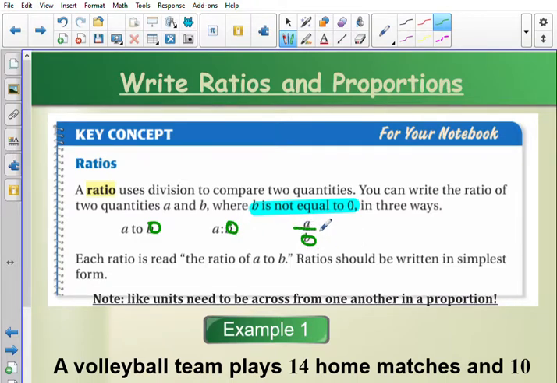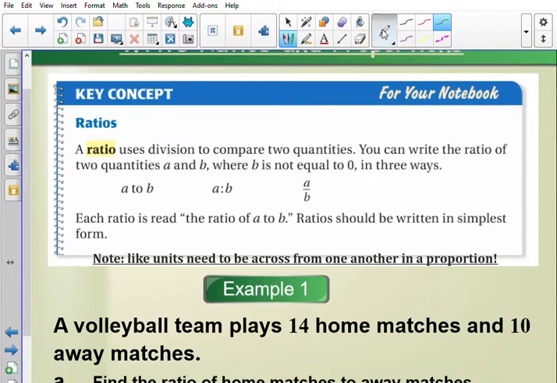We're dividing, and you cannot divide by 0. So B cannot be 0. So I'm repeating this: B is not allowed to be 0 because we cannot divide by 0. So remember that B cannot be 0 in a ratio. Okay.